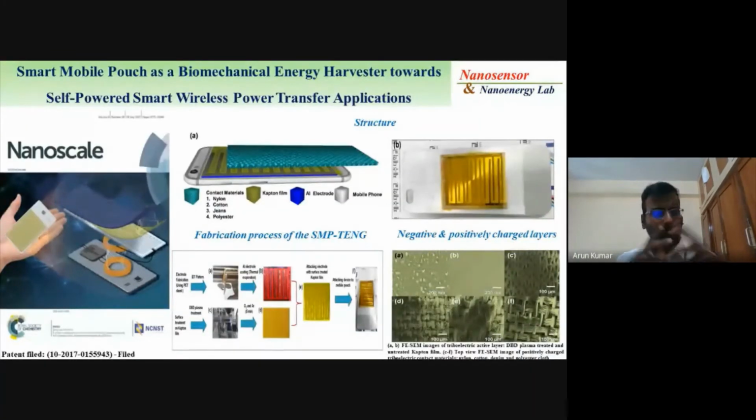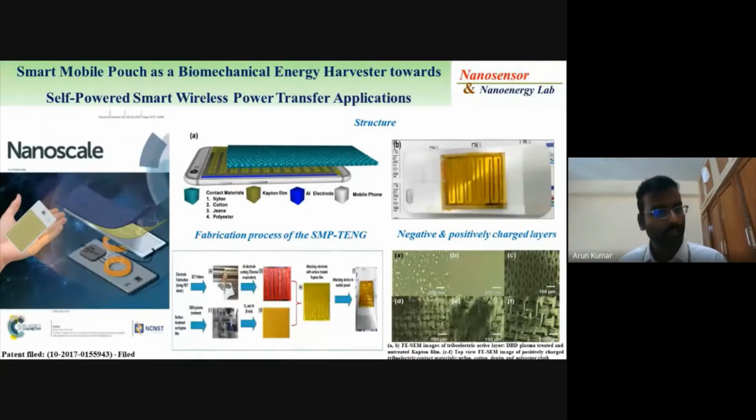So here, the same device which I used in the previous paper, we used here, but the difference is that there it was a single electrode device, and here it is a 2 electrode device. The contact materials, nylon, cotton, jean, everything is the same, but I changed the construction of the device a little. That's the difference. And we published this in Nanoscale.